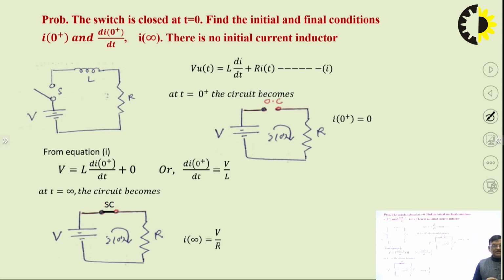So the initial current I(0 plus) is 0, because at the time of switching the inductor behaves as an open circuit. So current is 0, but we have the first derivative di(0 plus)/dt, that is V upon L. This way we can find the initial conditions of an RL circuit.